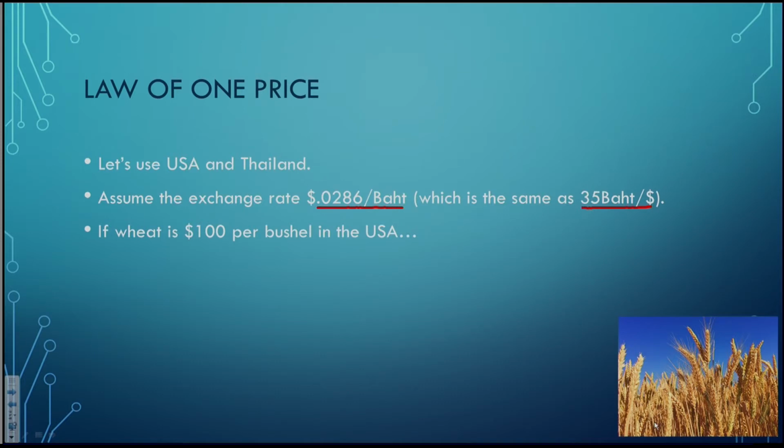If wheat is $100 per bushel in the United States, then using our exchange rate, we can find the equivalent price in Thailand. All right? So what we're going to do is use what we know. We've got a price of $100 per bushel in the United States. We want to use the exchange rate right here. That's going to convert dollars into baht, and that will tell us the equivalent price in Thailand.